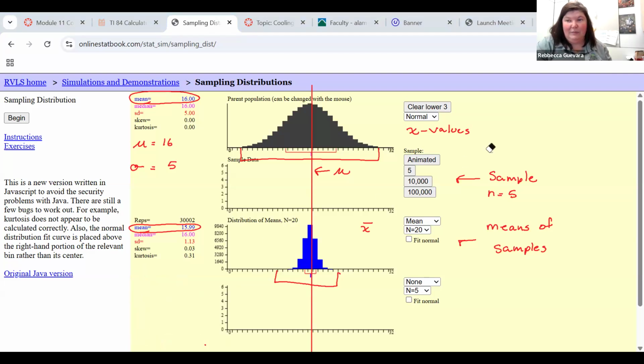And once again, you're talking about the means. The mean here is 16. The mean here for the sampling distribution is very close, it's 15.99. My standard deviation is going to be 1.13. So if we use my calculation, we should take that 5 and divide by the square root of my sample size, which is 20.